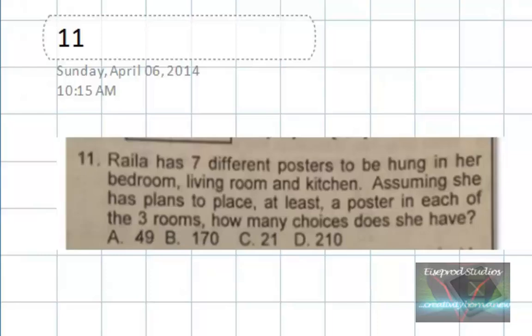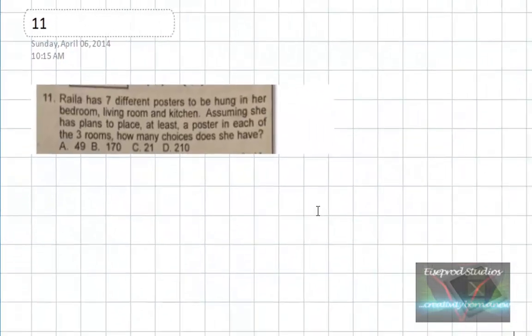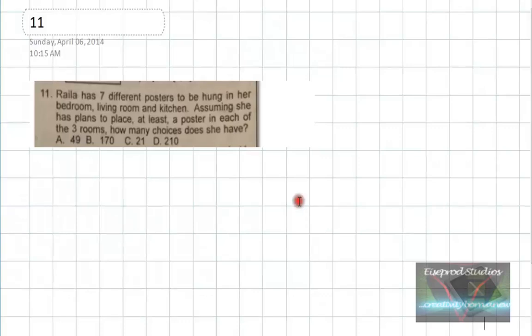So here we have question 11, and it says Relia has 7 different posters to be hung in her bedroom, living room, and kitchen. Assuming she plans to place at least a poster in each of the 3 rooms, how many choices does she have? So this problem is going to require us to do a little bit of thinking. First off, she has 7 posters, right? 7 posters. And she has 3 rooms to choose from.